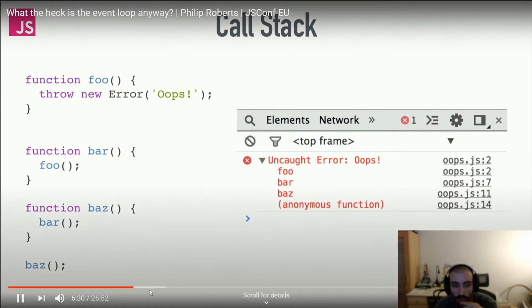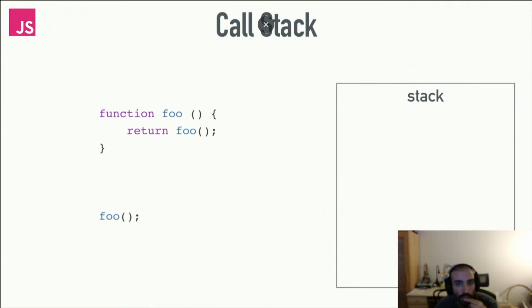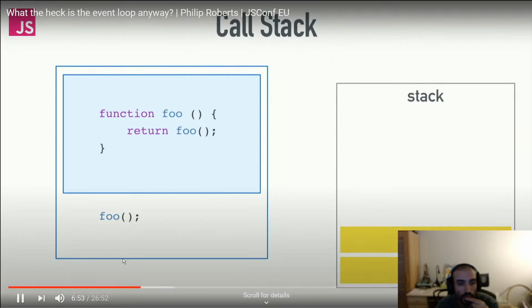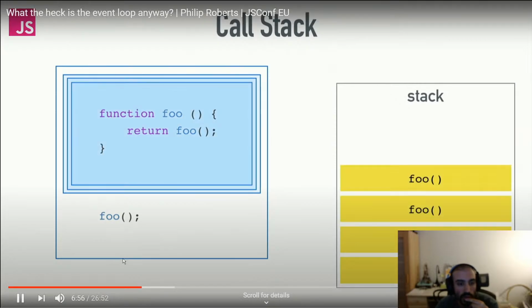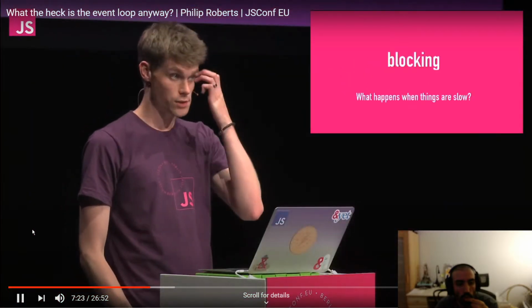The state of the stack when that error happened. If you've heard the term blowing the stack, then this is an example of that, right? Have a function foo which calls foo. So what's going to happen? Well, we run main, we call foo, which calls foo, which calls foo, which is an infinite loop. So the big question then is, what happens when things are slow?